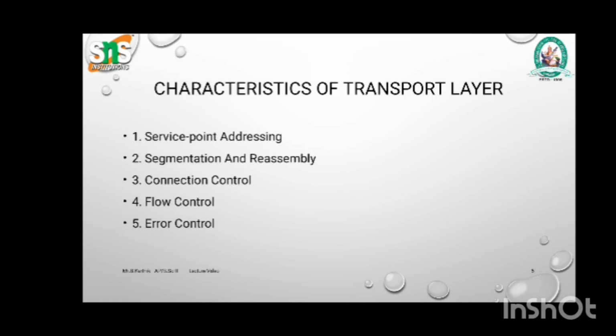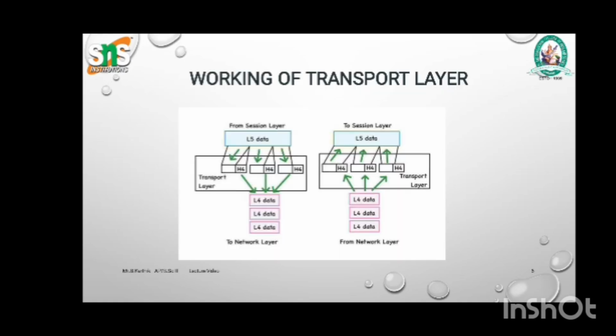Next one is error control. This function is likewise carried out by the transport layer. Error control is not carried out across a single link but rather end to end. Error control ensures that the data packet is received at the destination without any error.